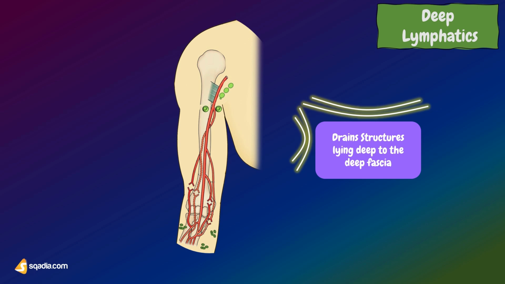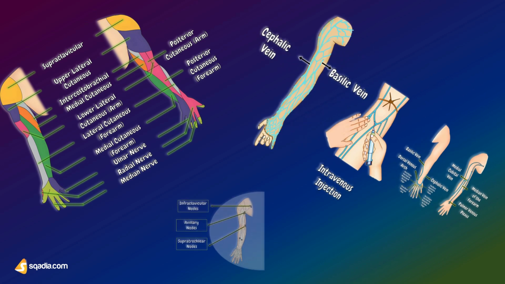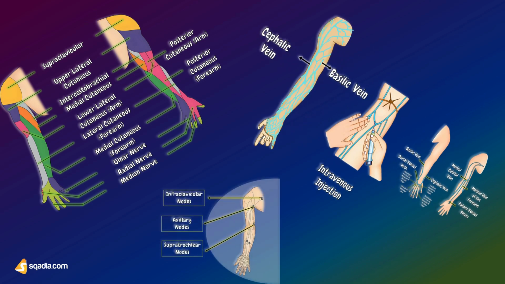That is all about cutaneous nerves of the upper limb and their distribution, as well as the superficial veins and lymphatic drainage of this region.